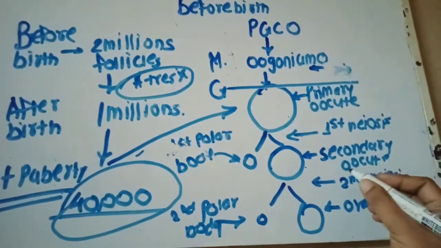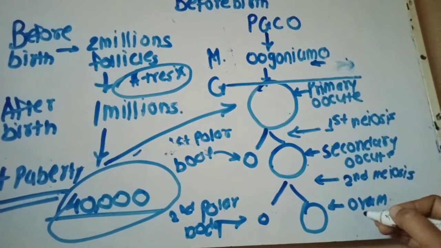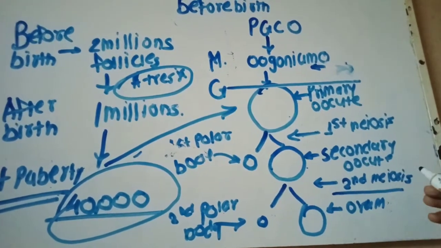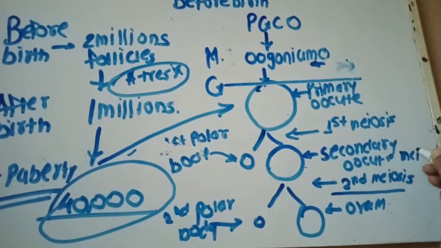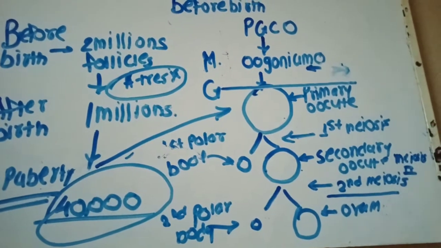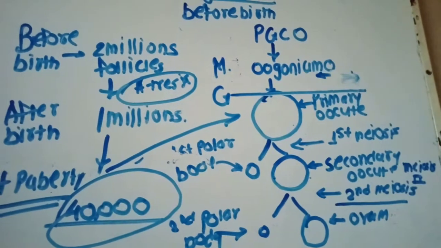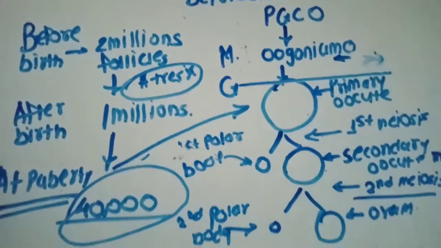Now if you see the secondary oocyte, it never completes its secondary meiosis process. It is arrested at meiosis 2. It completes its meiosis when the sperm takes entry into the egg. So we'll see this process afterwards.